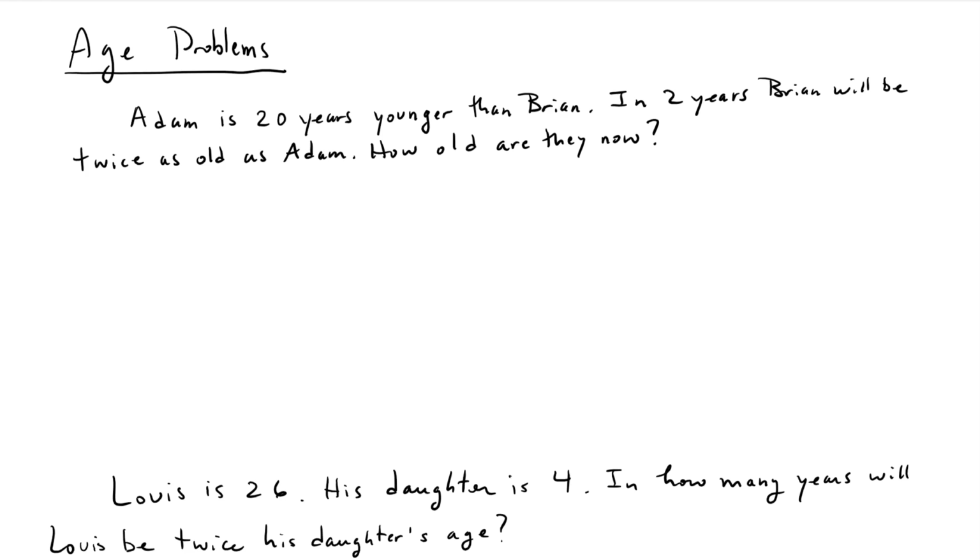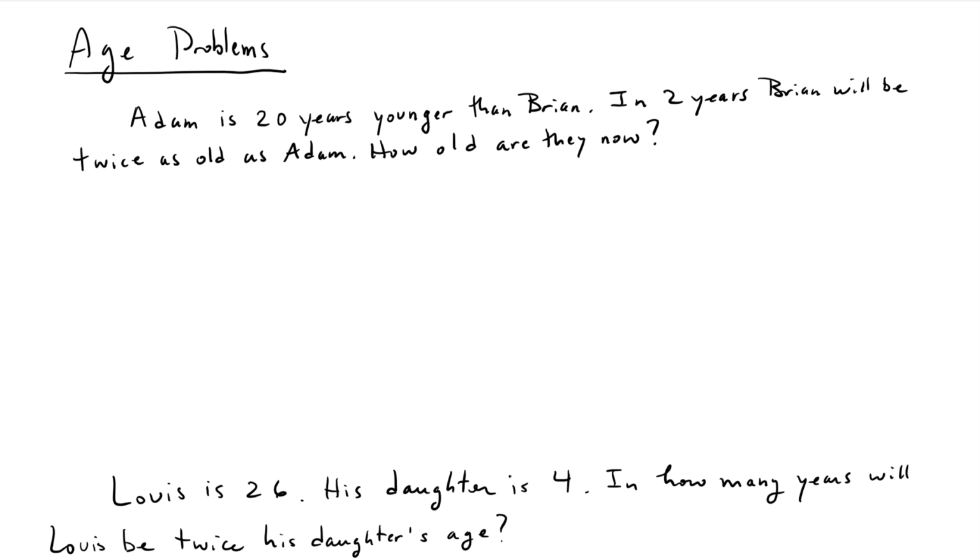So in 1.9, we are dealing with age problems. We're going to try to solve two of them here. First problem: Adam is 20 years younger than Brian. In 2 years, Brian will be twice as old as Adam. How old are they now?